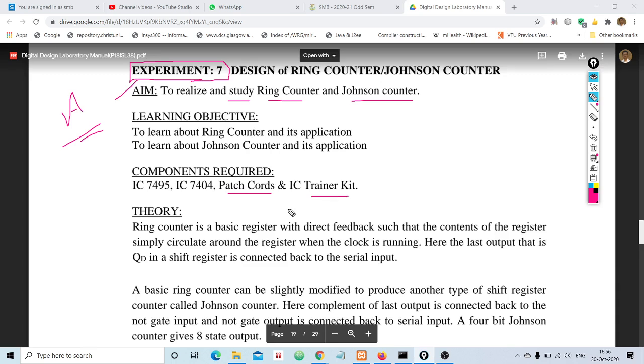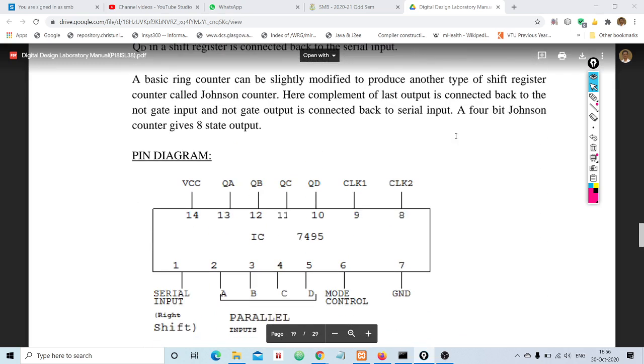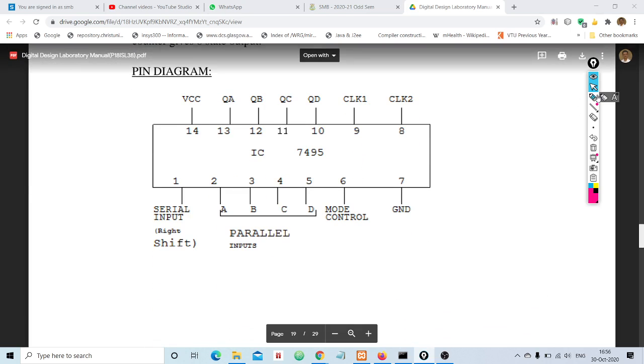So once again the objective of this video is to learn about two interesting types of counter called ring and Johnson counter, and we have to design this ring and Johnson counter using a shift register whose IC number is IC7495, right? And now we shall look at the pin diagram of IC7495, or in other words the 4-bit shift register. This is the pin diagram or pin configuration of the IC number 7495.